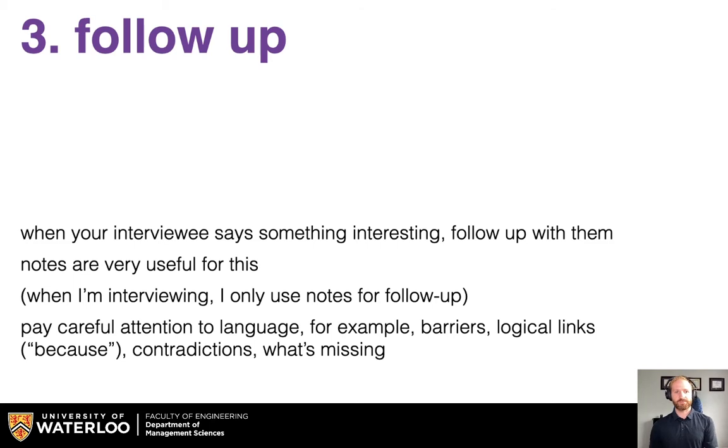When you're listening to the participant and when you're thinking about possible ways to follow up, pay careful attention to language. For example, any barriers or challenges, like, "I want to do this, but I can't." Logical links: "because of this, I'm not able to do this," or "because of this, I do this." Contradictions: they might say one thing and then say something else, and they may appear to contradict.